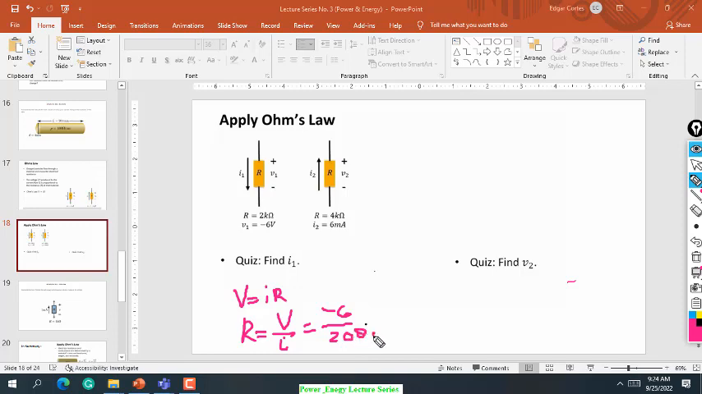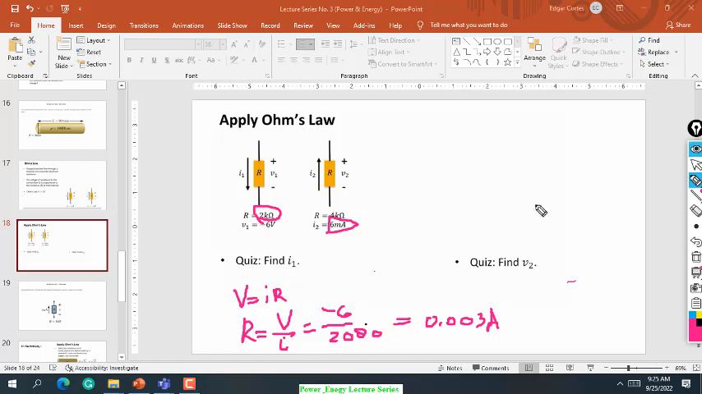The unit of R is resistance. So how much is it? Negative 3 times 10 to the negative 3, so negative 3 milliamperes, or 0.003. The 2,000 is there because it is kilo. Kilo is 1,000, right? And milli is 1 over 1,000, right?